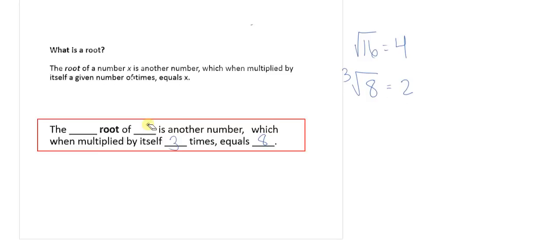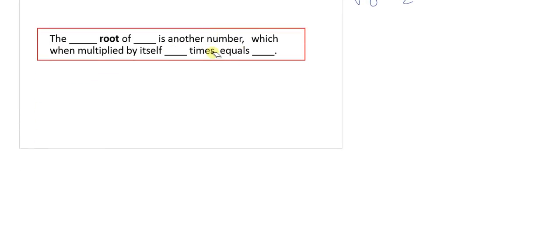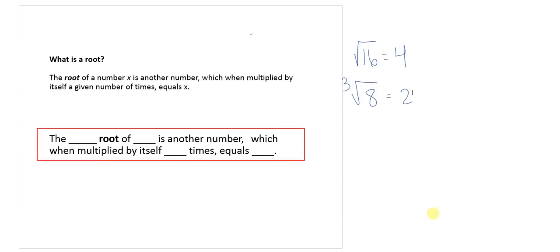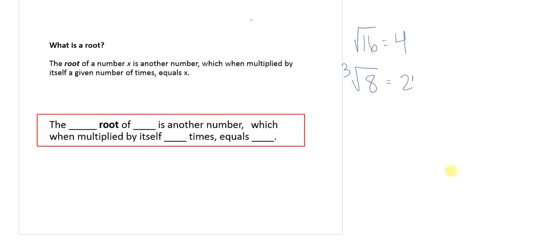We'll do one more quick example. So we've dealt with square roots, cube roots, now we'll go on to fourth roots. The fourth root of 16 is another number which, when multiplied by itself 4 times, is equal to 16. What number, when multiplied by itself 4 times, is equal to 16? Again, it'll be 2. 2 times 2 times 2 times 2 is 16.